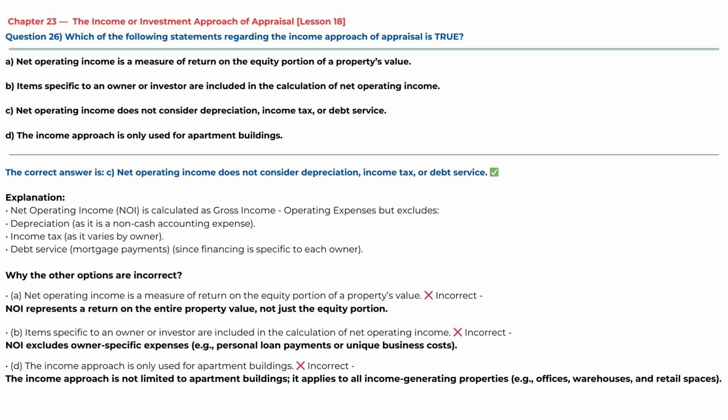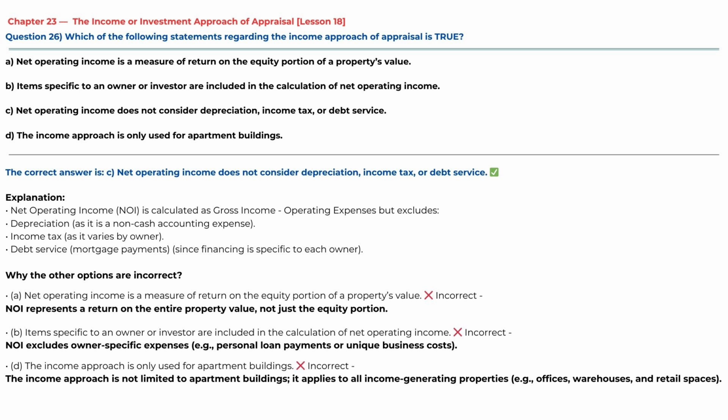Question 26. Which of the following statements regarding the income approach of appraisal is true? The correct answer is C. Net operating income does not consider depreciation, income tax, or debt service. Explanation: net operating income, NOI, is calculated as gross income minus operating expenses but excludes depreciation, as it is a non-cash accounting expense, income tax, as it varies by owner, debt service, mortgage payments, since financing is specific to each owner. Why the other options are incorrect?